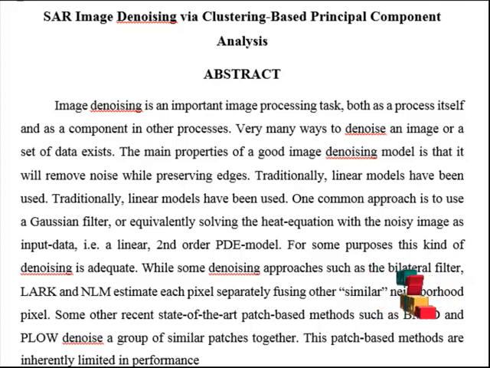Principal component analysis, that is PCA, is a statistical procedure that uses an orthogonal transformation to convert a set of observations of possibly correlated variables into a set of values of linearly uncorrelated variables called principal components. The LMMC filter is a filter used to produce an estimate of a desired or target random process by linear time invariant filtering of an observed noisy process, assuming known stationary signal and noise spectra and additive noise.